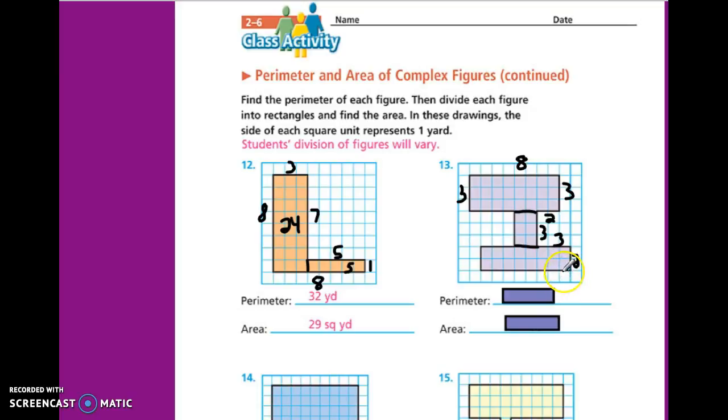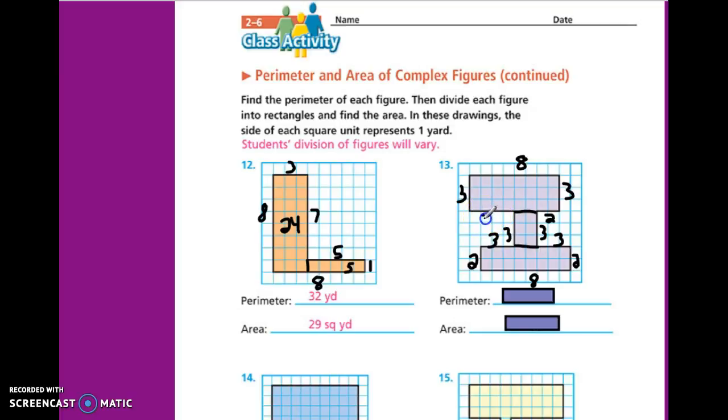2. We have 1, 2, 3, 4, 5, 6, 7, 8. We have 2. Then we have 1, 2, 3. 1, 2, 3. Lastly, we have 1, 2, 3, 4.